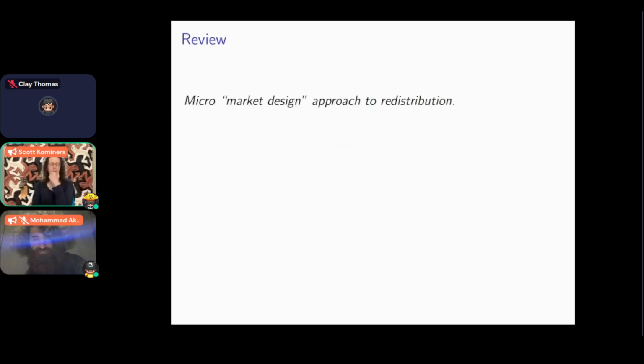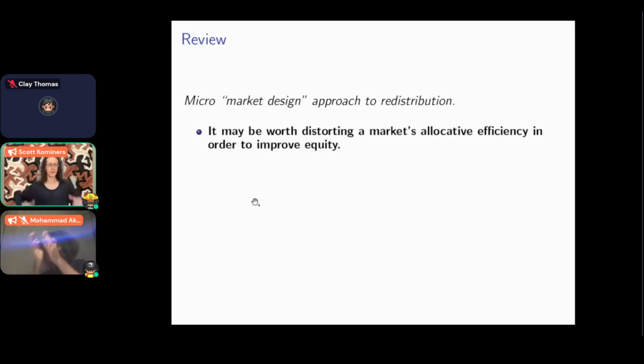But just very quickly, let me give a high level summary again of what you've seen. We've been working through a micro market design approach to redistribution using tools from optimal mechanism design. We've been thinking about how you design a single market if you're a designer who controls that market and is concerned about inequality. And again, the high level TLDR takeaway is that it may be worth distorting the market's allocative role in order to make better use of the transfer role. We might want to distort the allocation in order to effect transfers through the market.